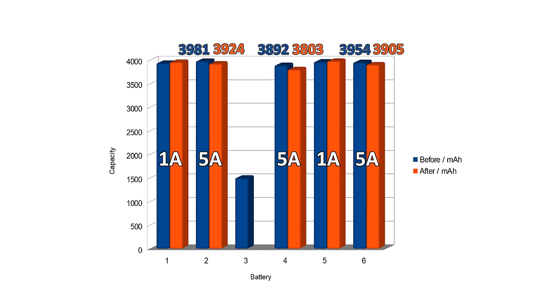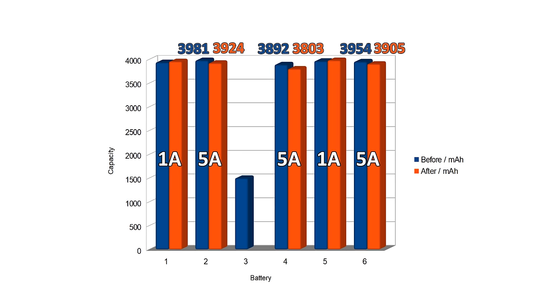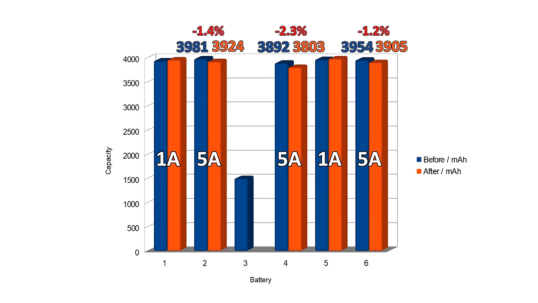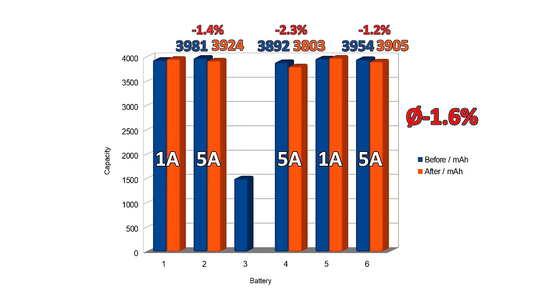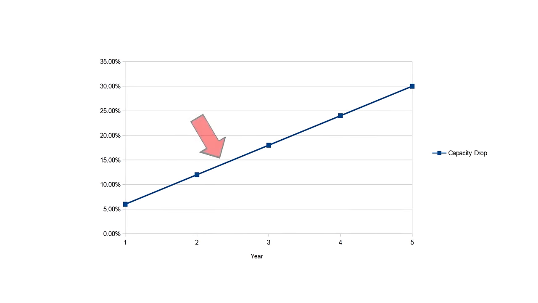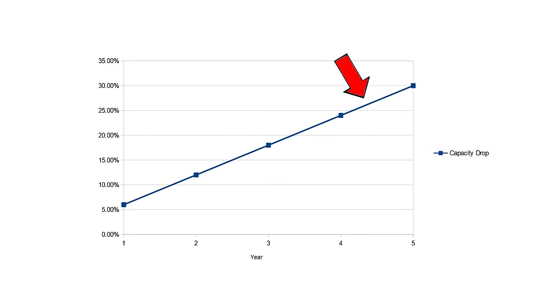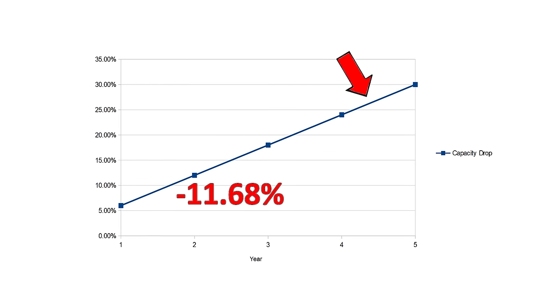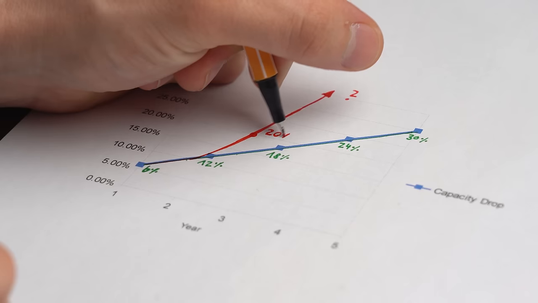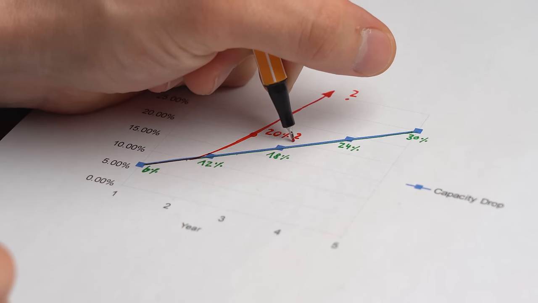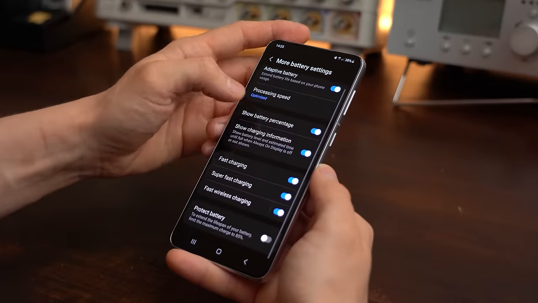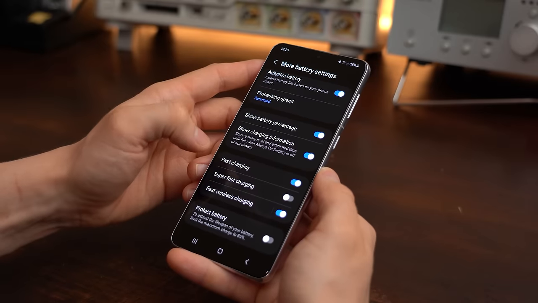But when it comes to the 5A super fast charging, then there really was a downward trend visible, with capacity drops between 1.2% and 2.3%, which on average equals 1.6%. That doesn't sound like much, but when we assume a linear increase of this capacity drop, then after 2 years we would lose 11.68% of the battery's capacity, which is quite a bit. And that is of course in the best case scenario, because I think such a capacity drop gets worse over time. So long story short, according to my results, I would recommend to slowly charge your phone's battery if you have the time to spare.